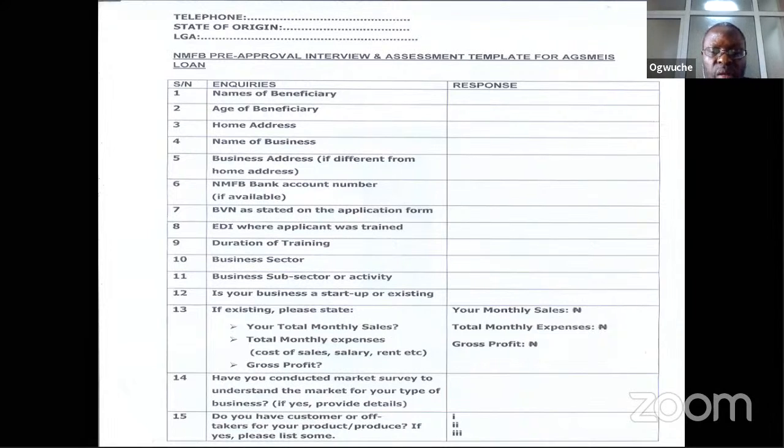Do you have off-takers for your product or produce? If yes, provide lists of them. By off-takers, it means that if, for example, you are into rice production, or onion, or any of those kinds of grains, an off-taker is somebody or a company or group of people that simply come to you in the farm there and buy off everything.